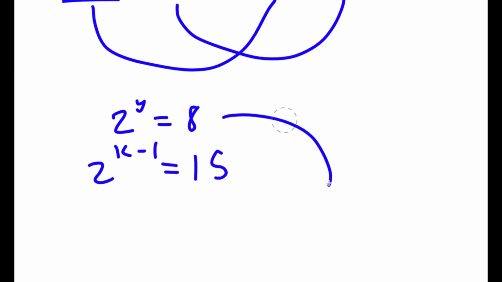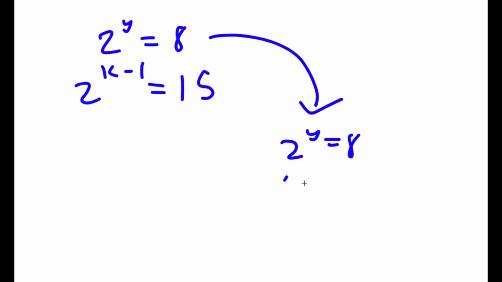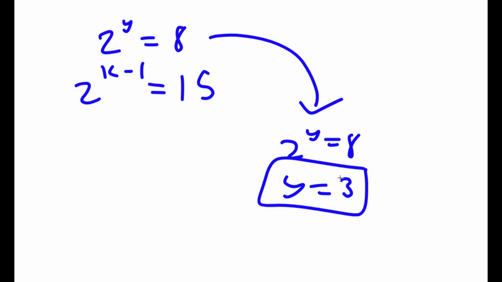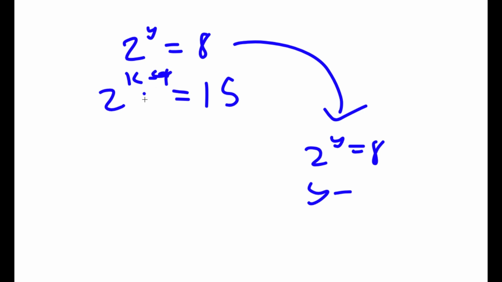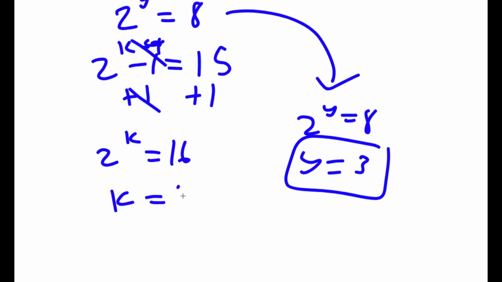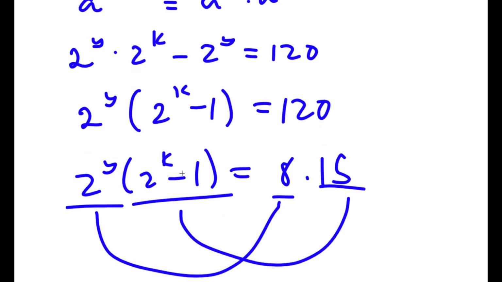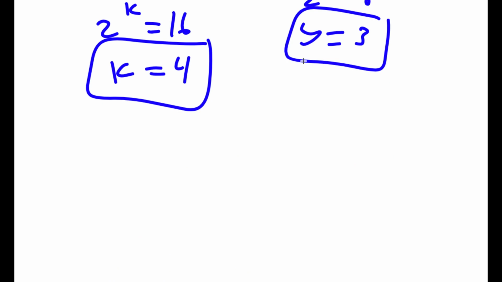So let's first start off by solving 2^y = 8. Well, we obviously know that y is equal to 3, because 2^3 is equal to 8. Now for 2^k − 1, the negative 1 is not part of the exponent. So I'm going to start off by adding 1 on both sides. So I get 2^k is equal to 16, meaning k is equal to 4. Now, remember how we set x equals y plus k, and k is 4, y is 3, meaning x is 7.